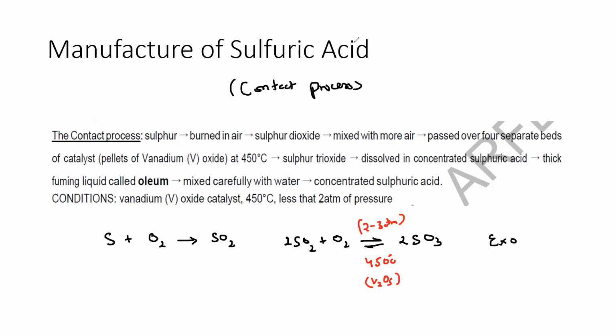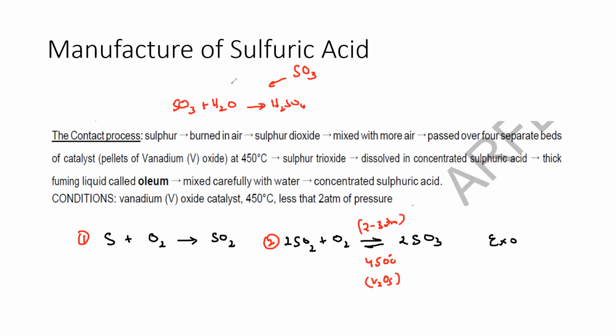Sulfur dioxide reacts with oxygen to give sulfur trioxide. Once sulfur trioxide is formed, there are two ways to get sulfuric acid from it. Number one, we can directly mix it with water. So if we add water, sulfur trioxide plus H2O produces H2SO4.